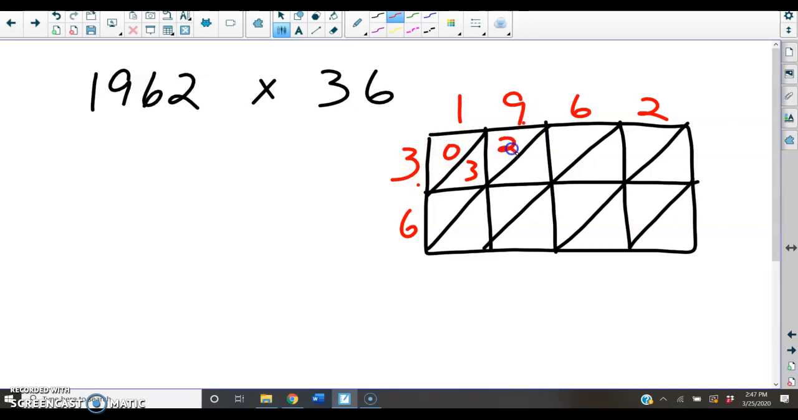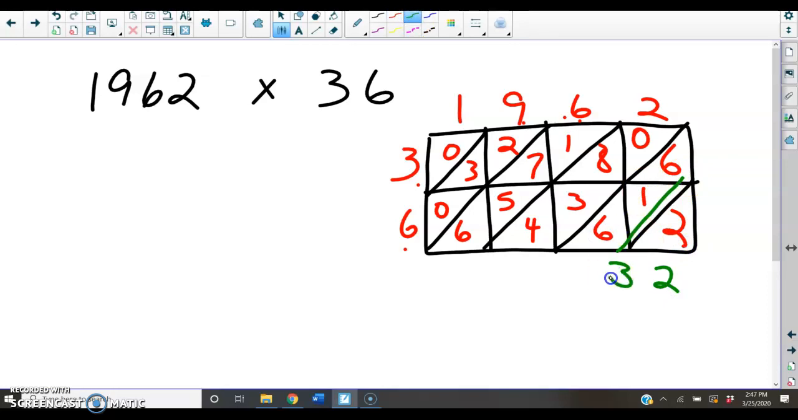3 times the 9 is 27, times the 6 is 18, times the 2 is just 6. And then I take 6 times each, so it'd be 6 times 1. 6 times 9, I still think is 54. 6 times 6, 6 times 2, and now I'm going to add them. So the first one is 2, the next one is 13, carry 1. 9 plus 7 is 16, carry a 1. 9 and 11, oh, that came to 20. And 2 and 2 and 3 would be 7. So I do believe this comes to 70,632.